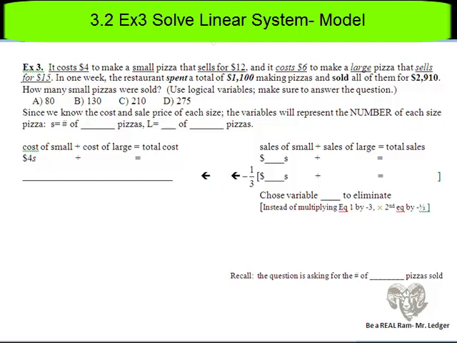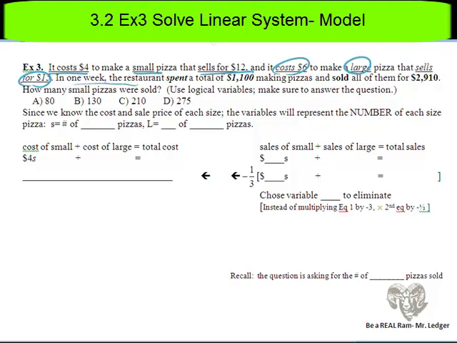As promised, the first day of school, a lot of word problems having to do with how many you have and the value of each. We've got some small and large pizzas. We're buying the materials and then we're selling them for a profit. It costs $4 to make a small pizza that sells for $12, so we have an $8 profit on each pizza. For a large pizza, it's $6 cost and a $15 sale price for a $9 profit.